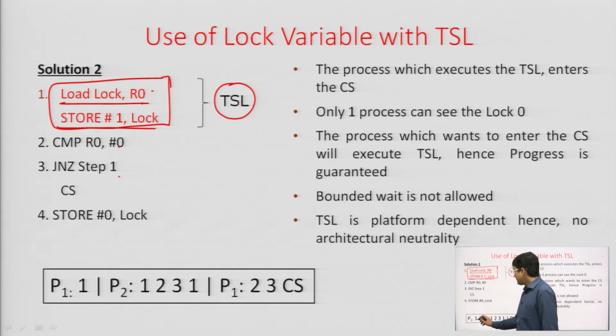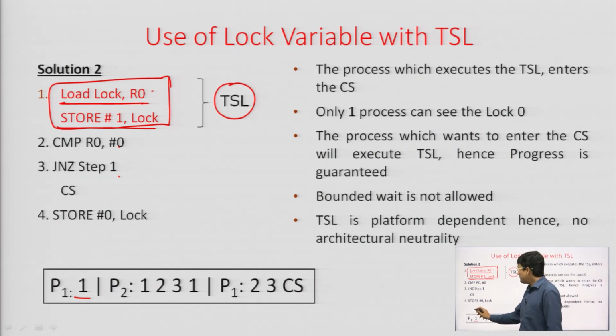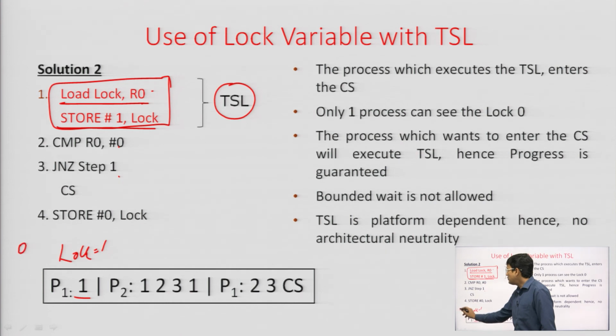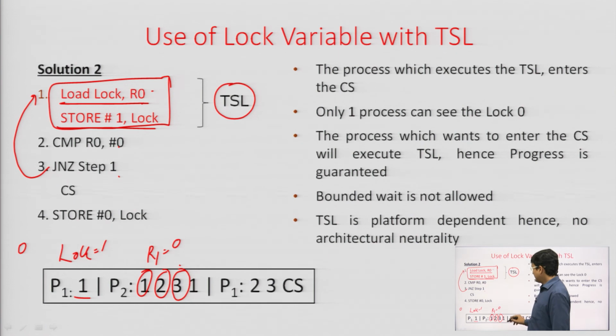So, process P1 is executing statement number 1, which means these two statements. P1 has set the value of lock to 1, and let us say the initial value of lock was 0. Then when process P2 executes statement number 1, it will see the value of lock as 1, not 0. It then executes statement number 2, which compares it with 0. Since it is not 0, jump if not 0, it will go back, and statement number 1 will be executed again.